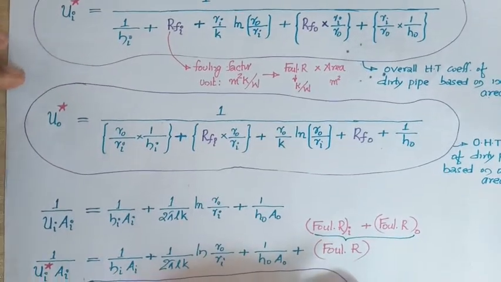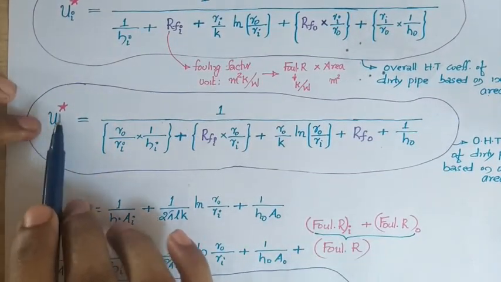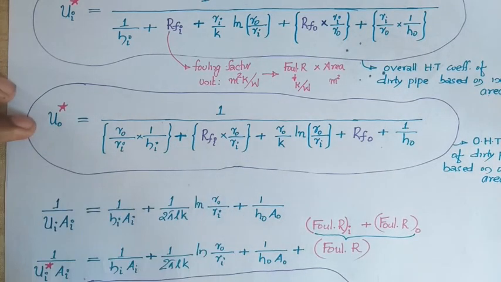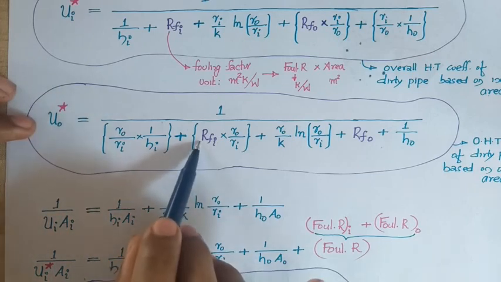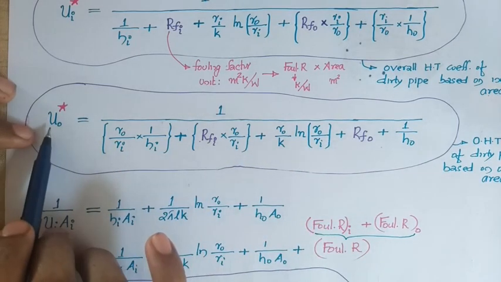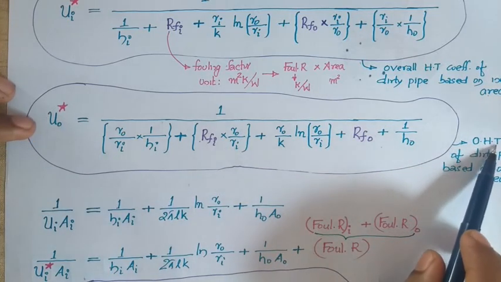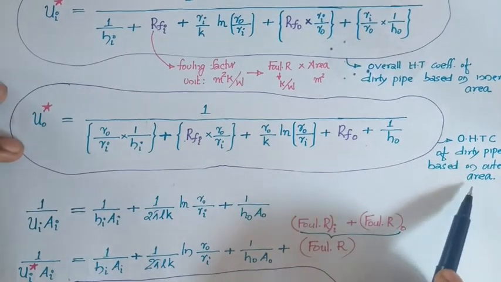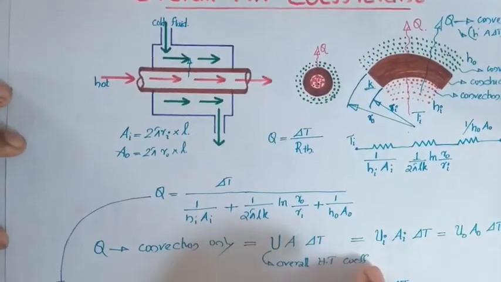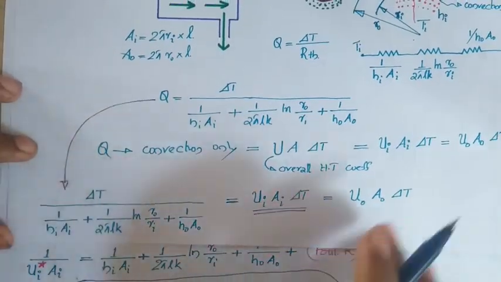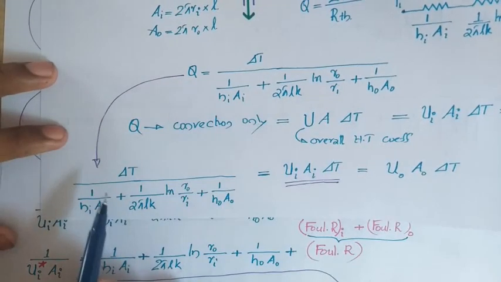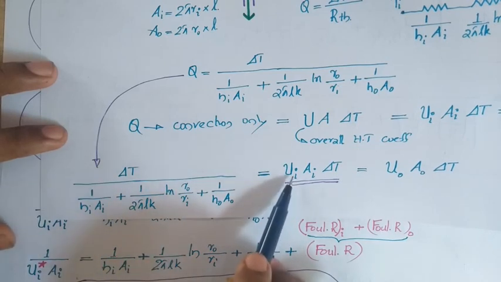Similarly, you can equate that q to Uo star into Ao into delta T. On simplification you will be getting this one, where RFI is the fouling factor. This is not resistance. Resistance into area will be giving you the fouling factor RFI, and this will be RFO, and this Uo star will be giving you the overall heat transfer coefficient of this dirty pipe based on the outer area. And here consider, in the last case, the overall heat transfer coefficient if your pipe is fresh, then you are having this much resistance only, then you are having delta T by total thermal resistance equal to Ui into Ai.